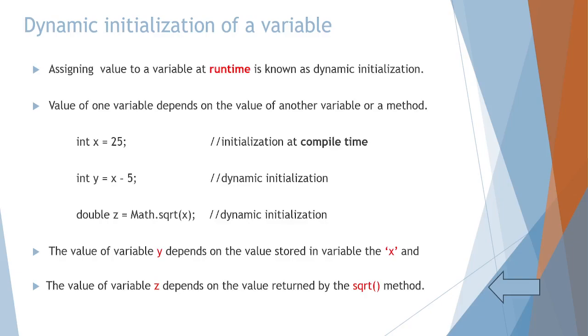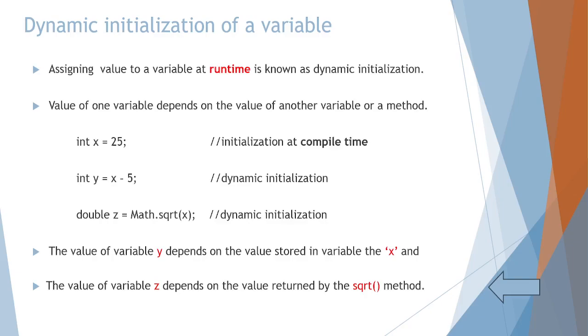Assigning value to a variable at the time of execution or runtime is known as dynamic initialization. Initializing means giving a value at the beginning only. Dynamic: if the value of one variable depends on the value of another variable, then it is known as dynamic initialization.